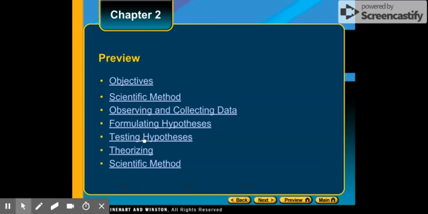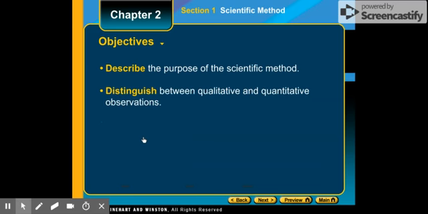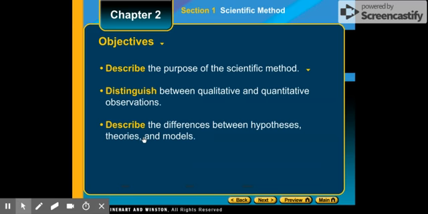So what are the objectives of this particular video? We're going to know what's the purpose really of the scientific method? Why do we need to follow that in the field of science? And then we will be able to differentiate or distinguish what is a qualitative data and what is a quantitative observation. And then we're going to describe what is a hypothesis, what is a theory, and what is a model. Okay, so let us proceed.